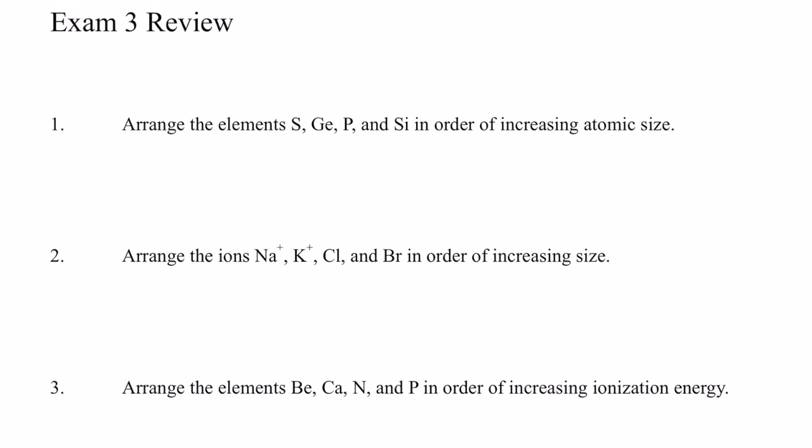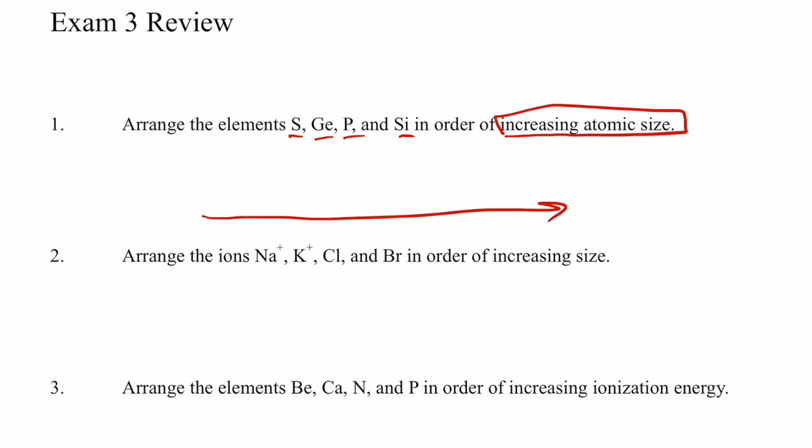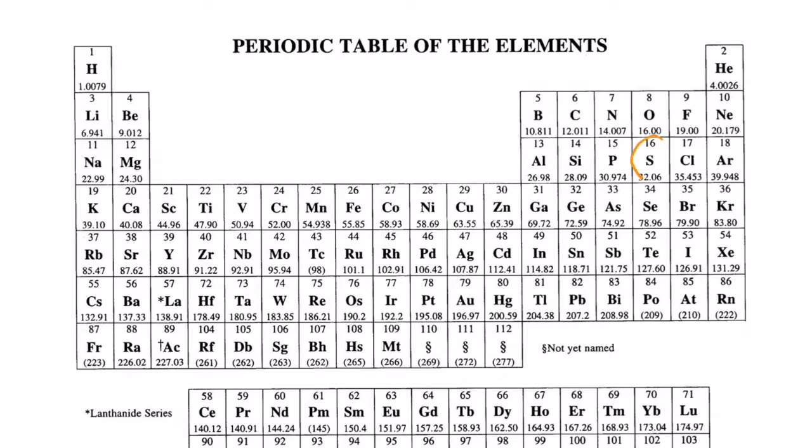One of the most important periodic properties is that of atomic radius. On question number 1, I want you to rank these elements in order of increasing atomic size. So we have sulfur, germanium, phosphorus, and silicon, and I want to rank them from small radius to big radius. So let's find those 4 elements on our periodic table: sulfur, germanium, phosphorus, and silicon.